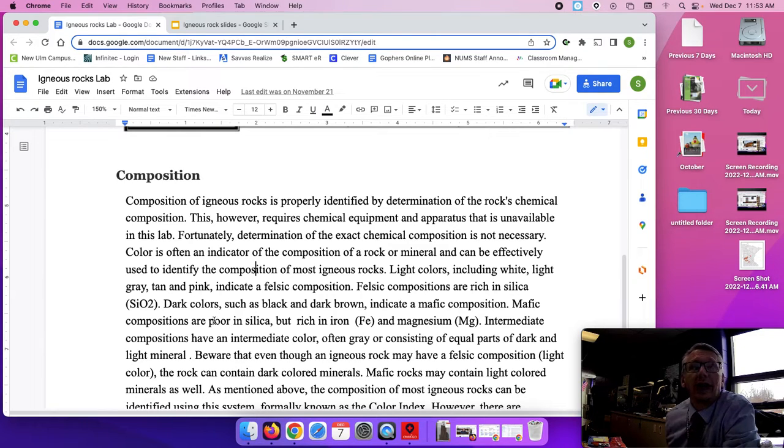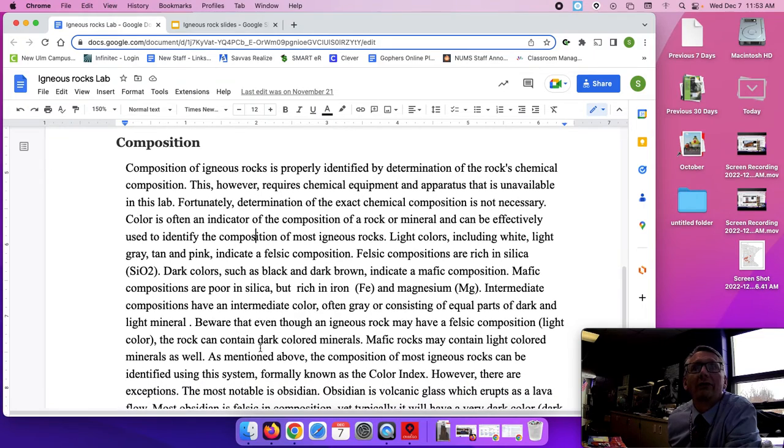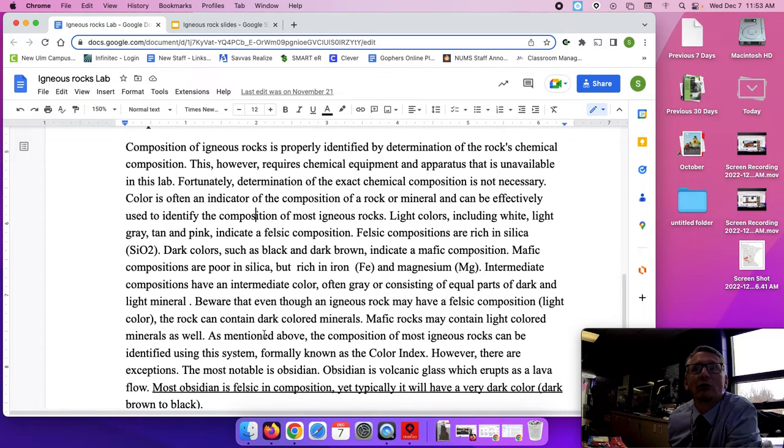Dark colors such as black and dark brown indicate mafic composition. Mafic compositions are poor in silica but are rich in iron and magnesium. Intermediate compositions have an intermediate color, often gray, consisting of equal parts of dark and light minerals.